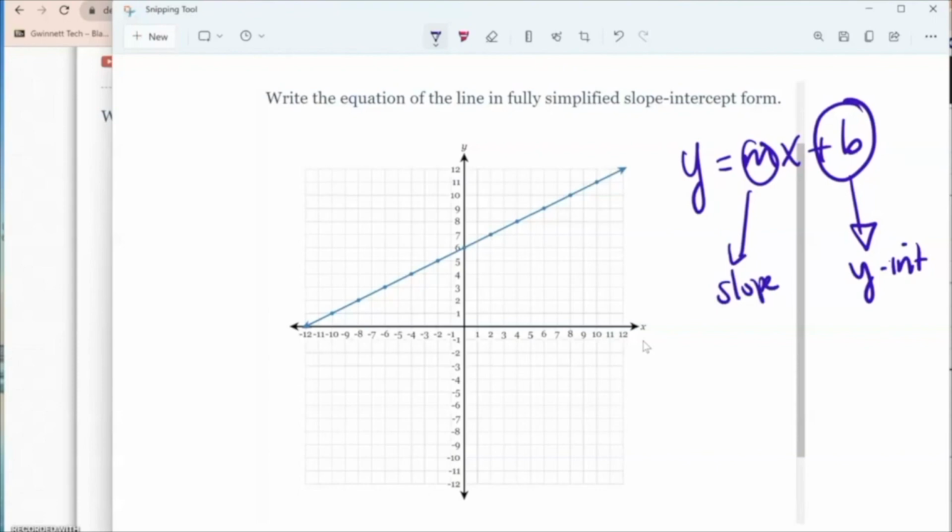Once you know that, all you're doing is finding what the y-intercept is. So what does that mean? Where it crosses the y-axis. So where does it cross the y-axis? Here's the y-axis. Where does this line cross this line? So I can look for my little crossing right here. So it crosses at 6. So the y-intercept is 6, positive 6. Now, because it says the word equation, an equation must have an equal sign. So for an equation, you must write the whole thing.